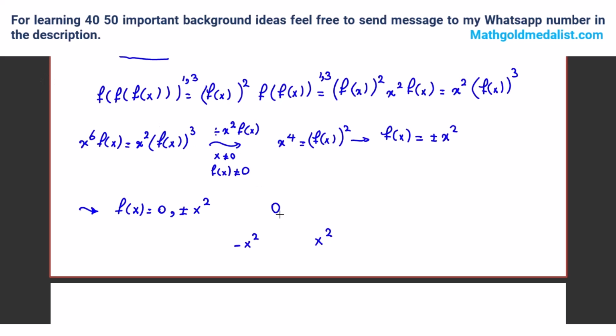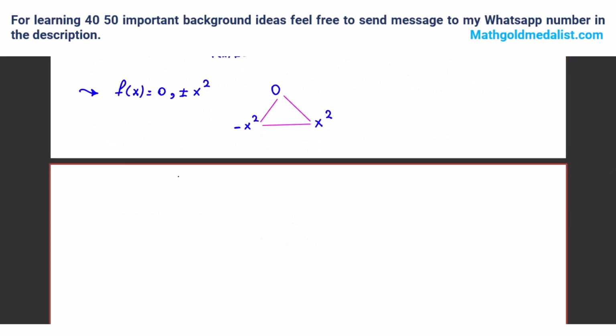I want to see, is it possible to have both 0 and x squared, or both 0 and negative x squared, or both negative x squared and x squared? I want to reject all of them. Then at the end, we can conclude all f of x should be 0, all f of x should be x squared, or all negative x squared. So let's check these cases.